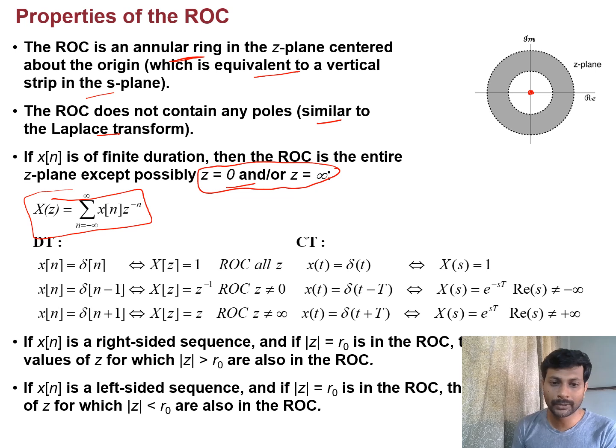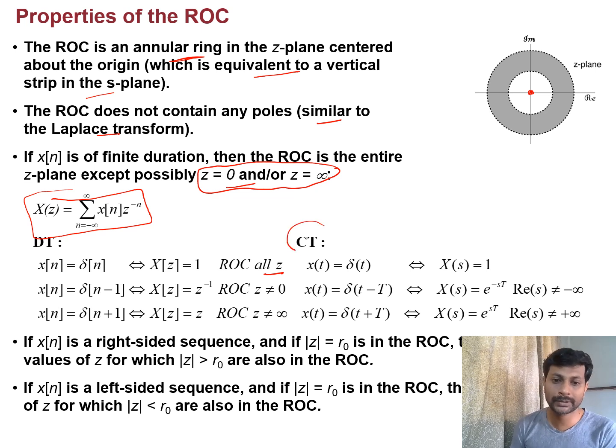For delta[n], the ROC is all values of z. For delta[n minus 1], the ROC is all values of z except z equal to 0. And for delta[n plus 1], all values of z except z equal to infinity.